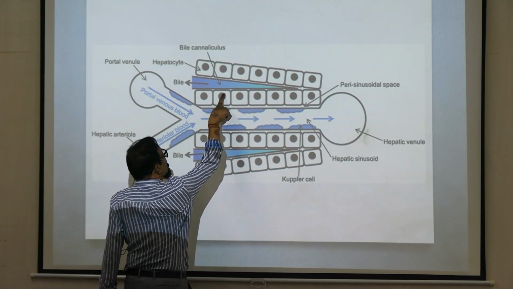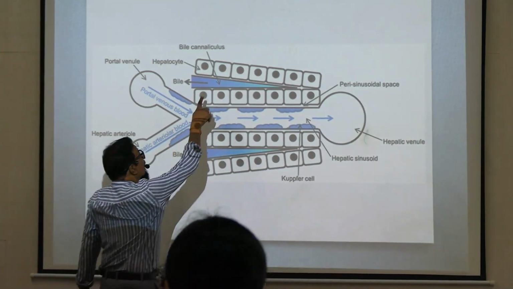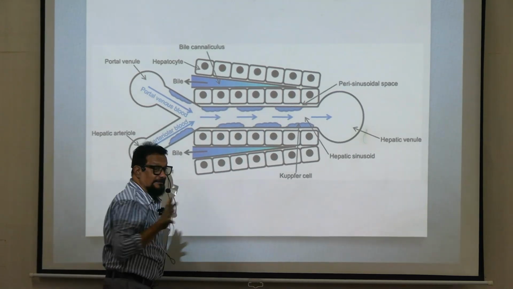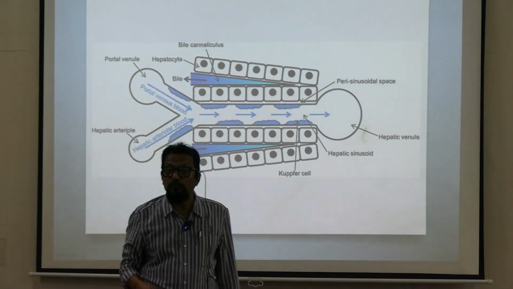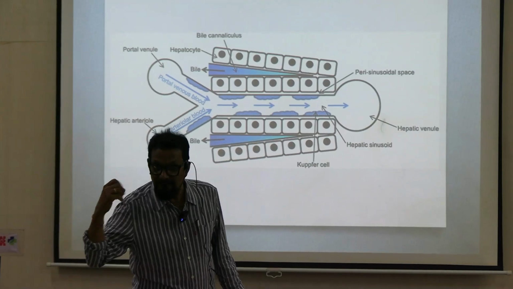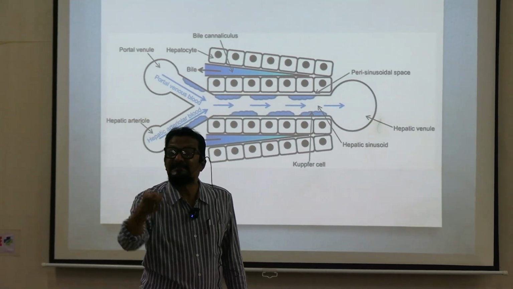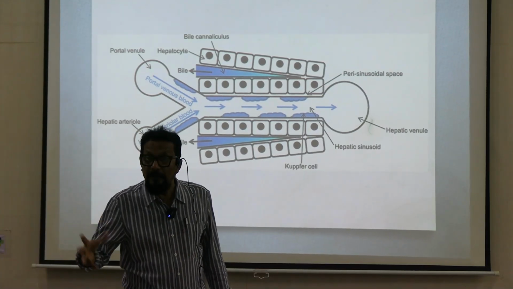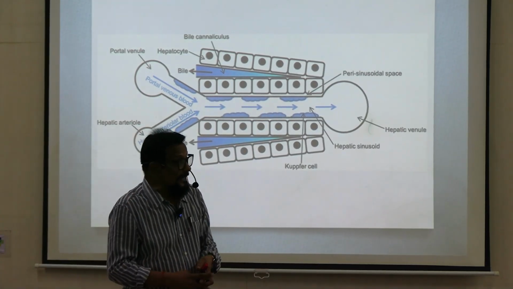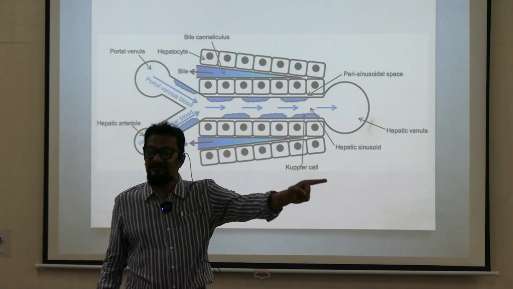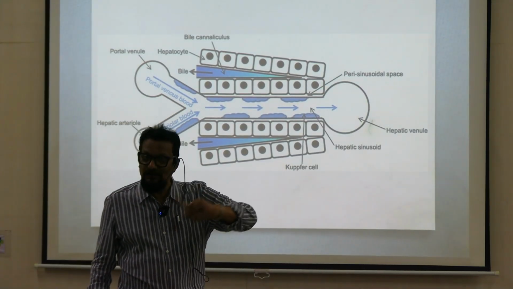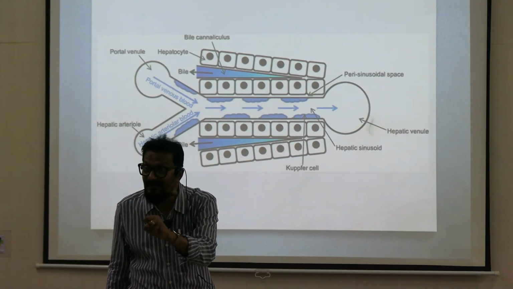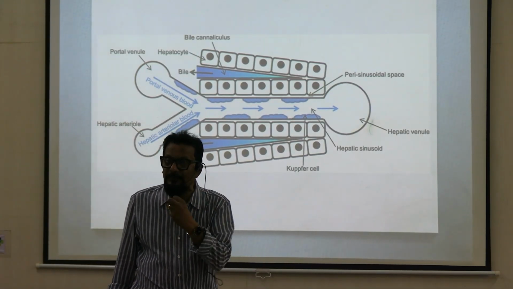So the cell has produced conjugated bilirubin. Now this conjugated bilirubin will be pushed out. Pushing needs energy, which means this is an active transport, and ATP will be required. Why is ATP required? Because this has to go against the concentration gradient.